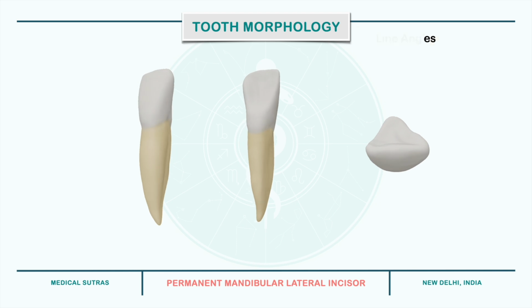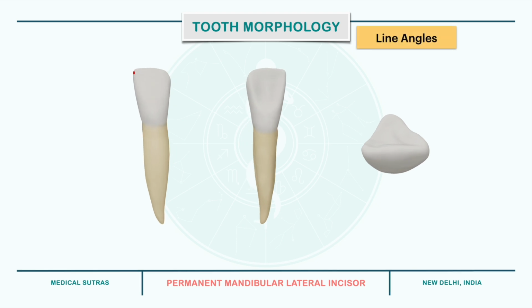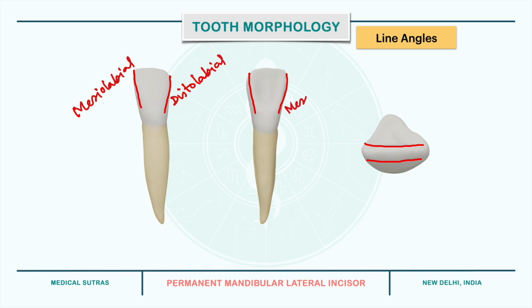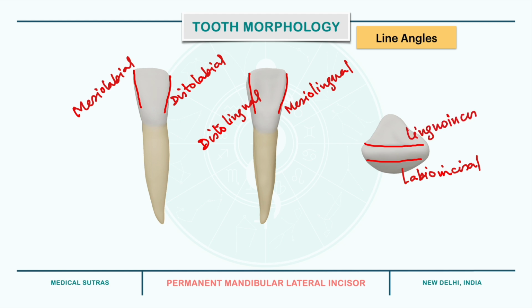There are 6 line angles. These include mesiolabial, distolabial, mesiolingual, distolingual, labioincisal and linguoincisal. That is, mesiolabial between the mesial and labial surface, distolabial between the distal and labial surface, mesiolingual between the mesial and lingual surface, distolingual between the distal and lingual surface, labioincisal between the labial and incisal surface, and linguoincisal between the lingual and incisal surface.